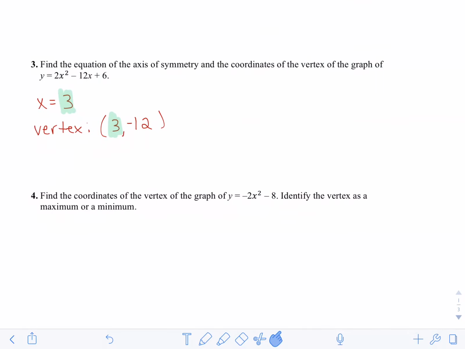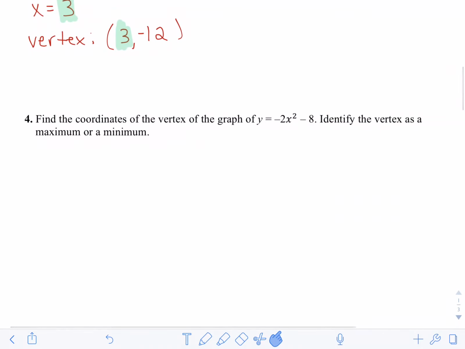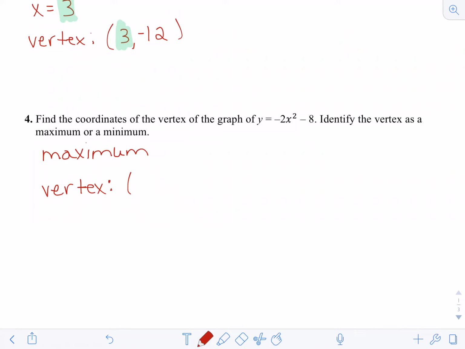Okay, number 4, find the coordinates of the vertex of the graph y equals negative 2x squared minus 8, identified as a max or min. So y equals negative 2x squared minus 8. Go ahead and look at my graph. So I'm going to hit zoom 0. Well, I first know that this is going to be maximum because it is the highest point. And now I'm going to go ahead and find the vertex. So to find the vertex on my calculator, I hit second trace. I'm doing max, so number 4.